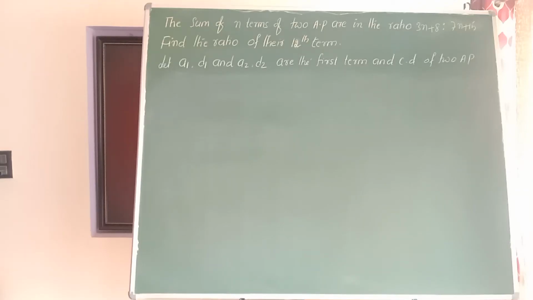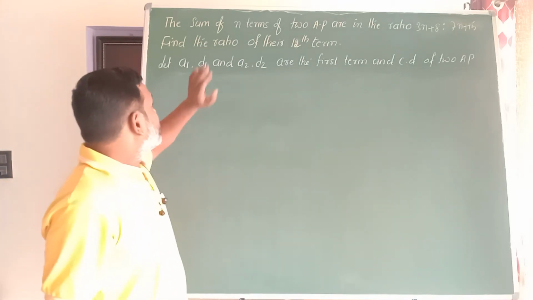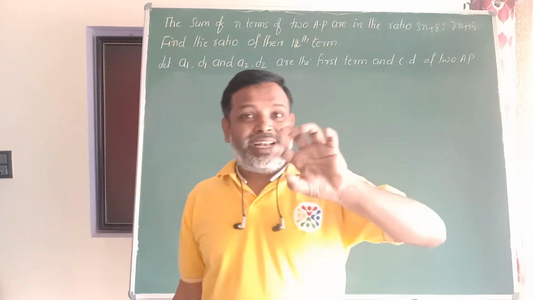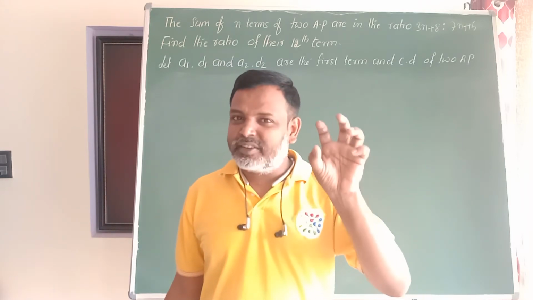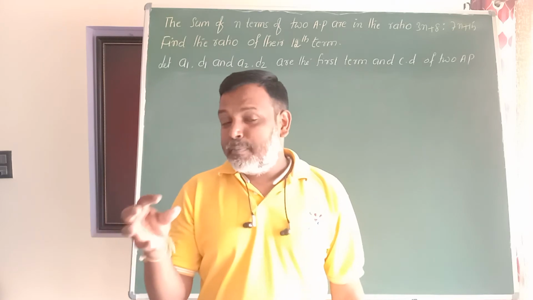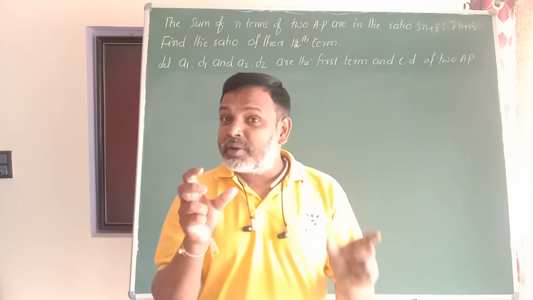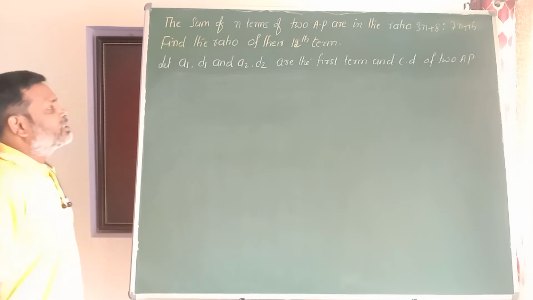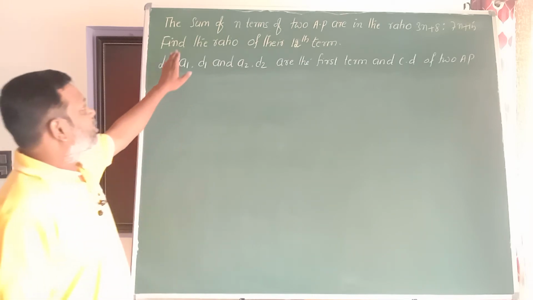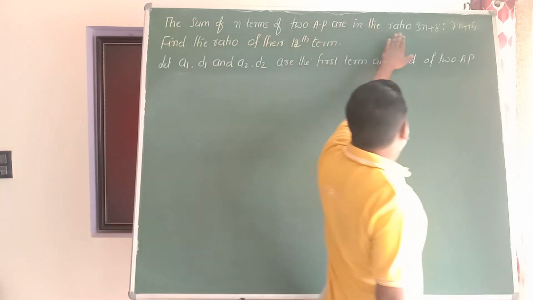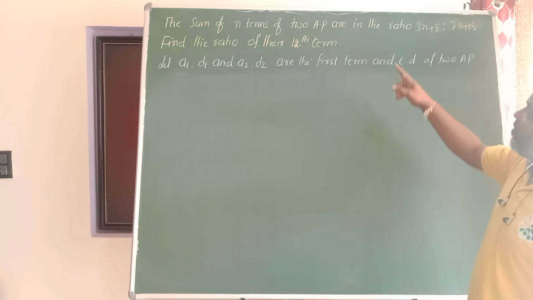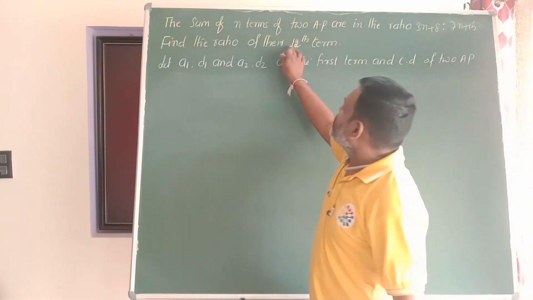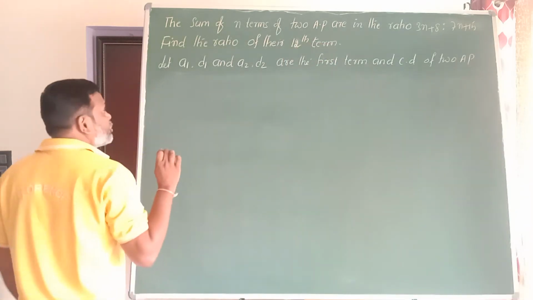Okay, dear student, look at the next very similar question. Again, the sum of n terms of two APs is given. Let A1 and D1 be the first term and common difference of the first AP, and A2 and D2 be the first term and common difference of the second AP. The sums of n terms of the two APs are in the ratio (3n plus 8) is to (7n plus 15). Find the ratio of their 12th terms.